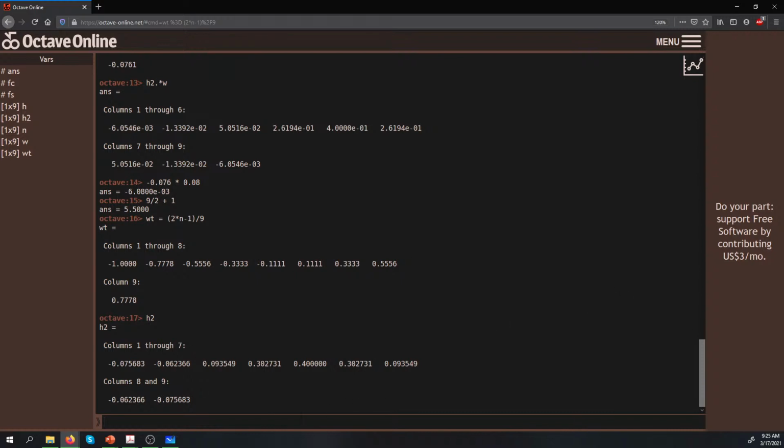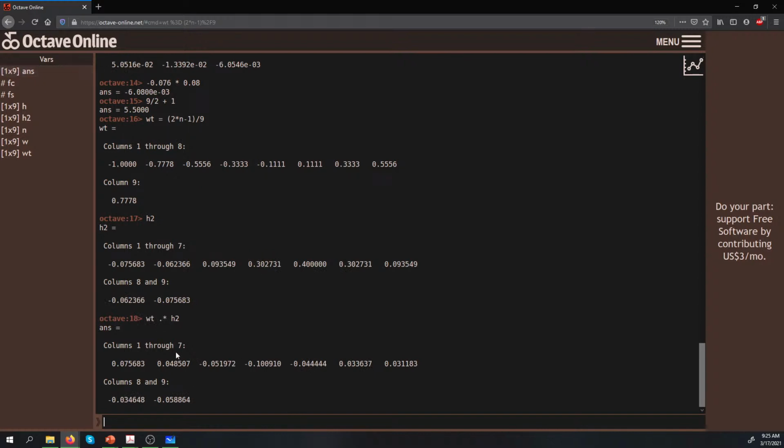So then, in order to complete this, we just say wt dot star h2, and we get our final answer here for the triangular window function as required.